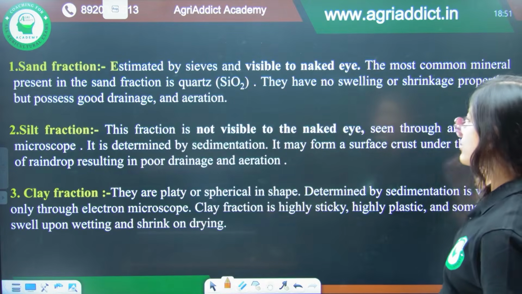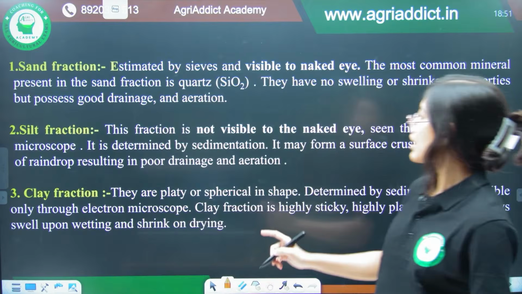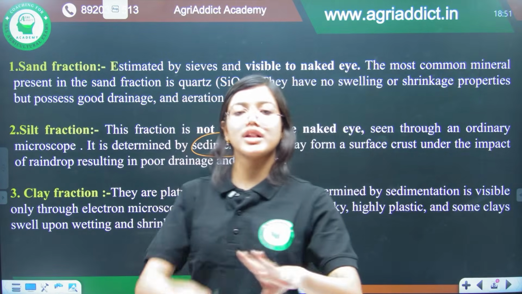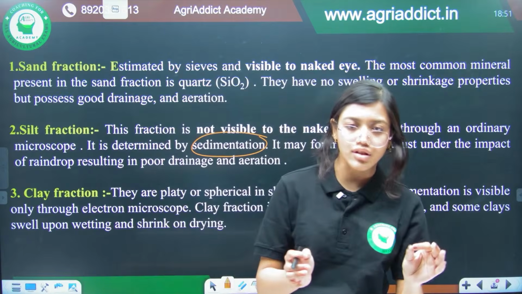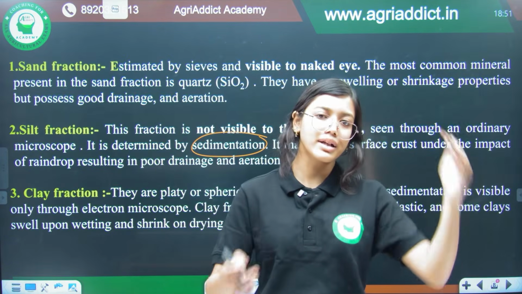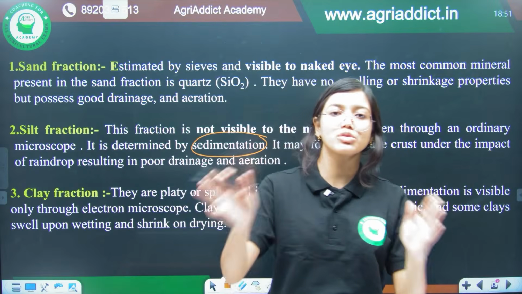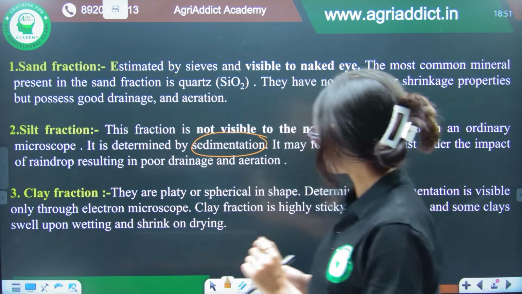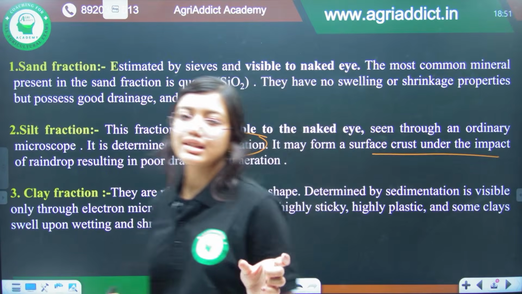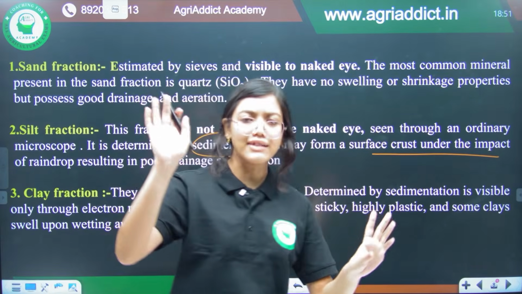And it can also be seen through an ordinary microscope. It is determined by sedimentation. So, first we will see that whenever we do the textural analysis of our soil, the sand fraction is separated by sieving, but the silt plus clay fraction has to be separated by sedimentation. And this silt fraction is the basis for the soil crusting. So, that we will cover later.